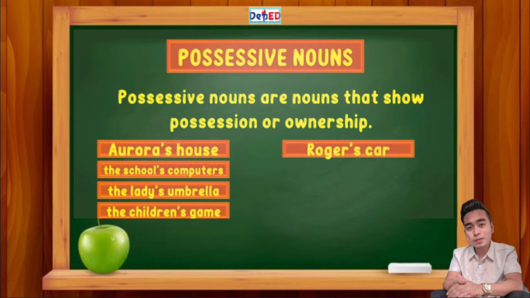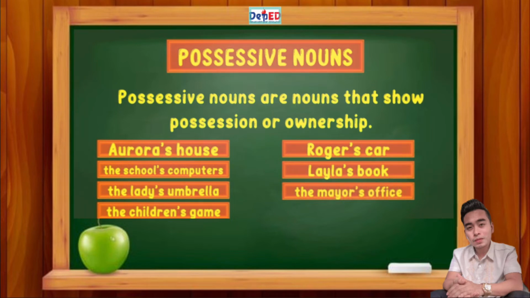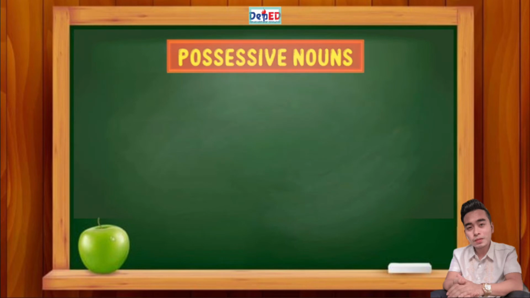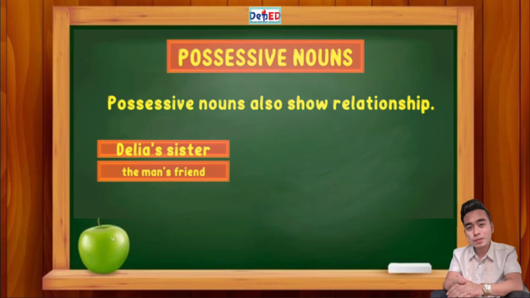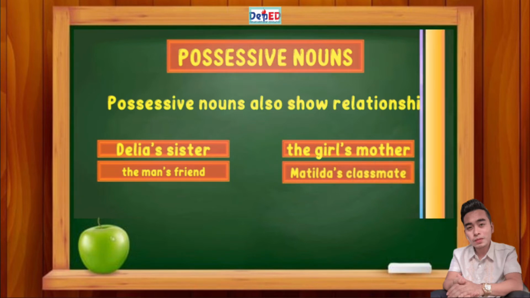Roger's car, Lila's book, the mayor's office, Gashan's hat. Possessive nouns also show relationship. For example, Delia's sister, the man's friend, the girl's mother, and Matilda's classmate.